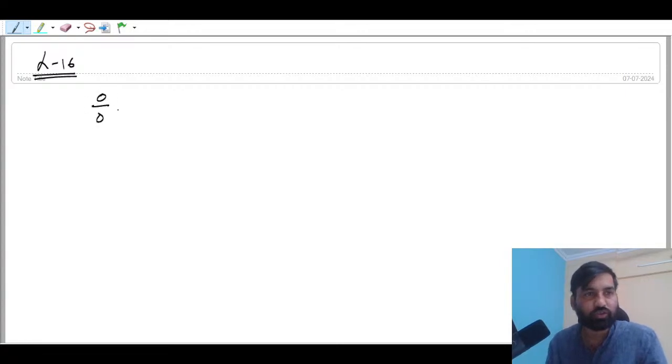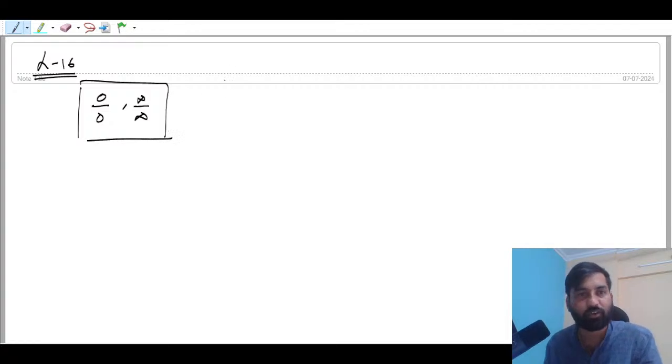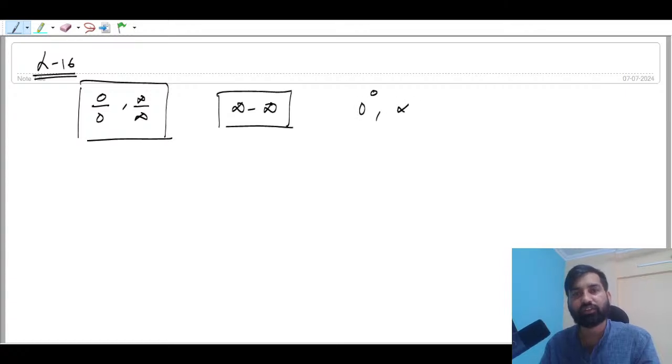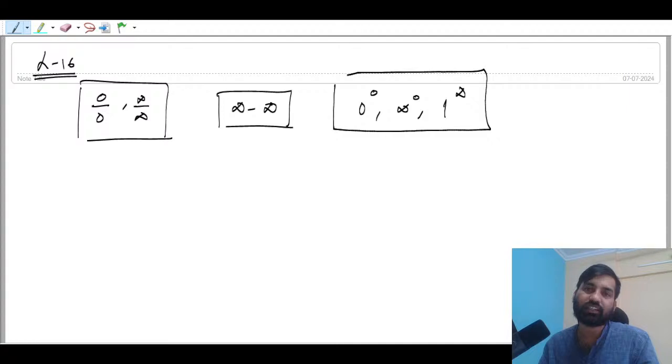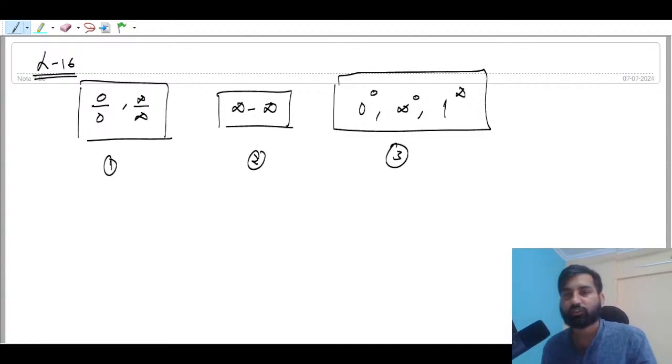So let me write here what those are. 0 by 0, infinity by infinity, these are one form of the indeterminate forms, and infinity minus infinity is again one form of the indeterminate forms, and 0 to the power 0, infinity to the power 0, and 1 to the power infinity. These are the indeterminate forms. So this is first, this is second, and this is third. We are going to talk about this part first, then we will come to this.